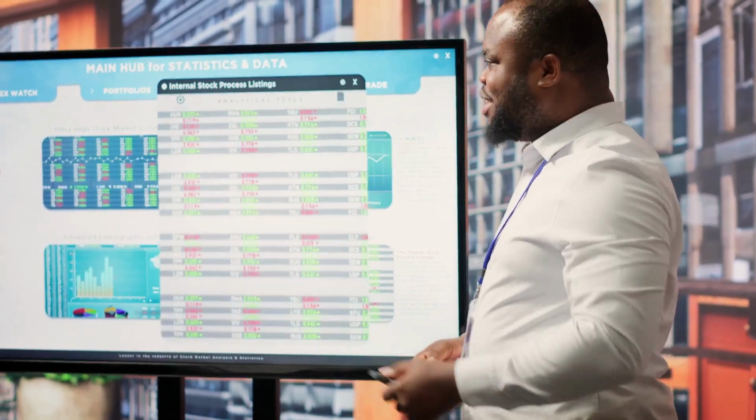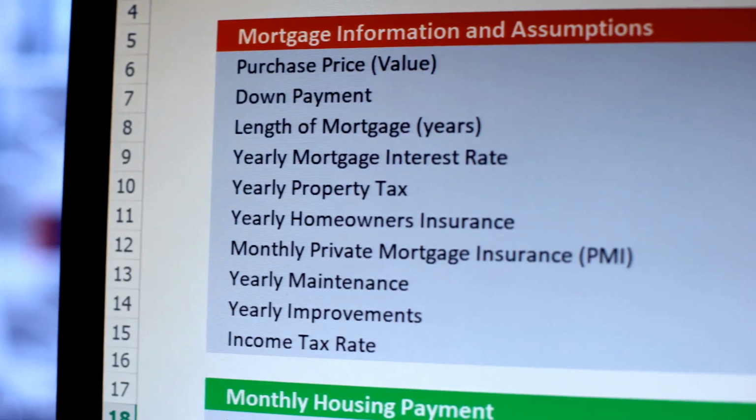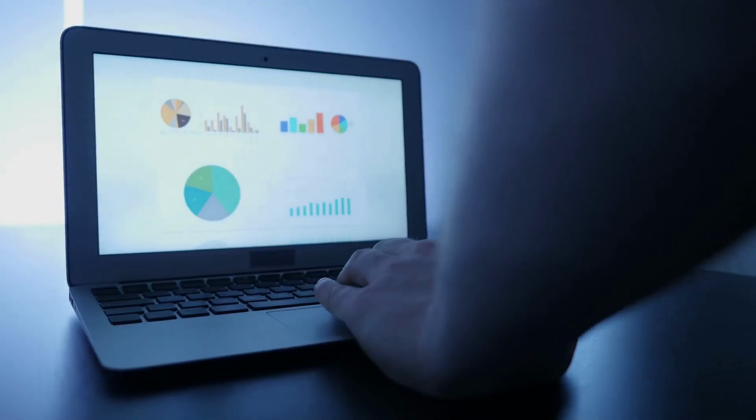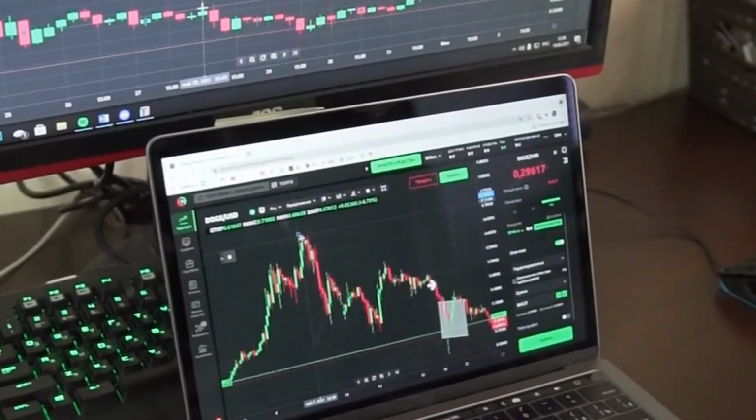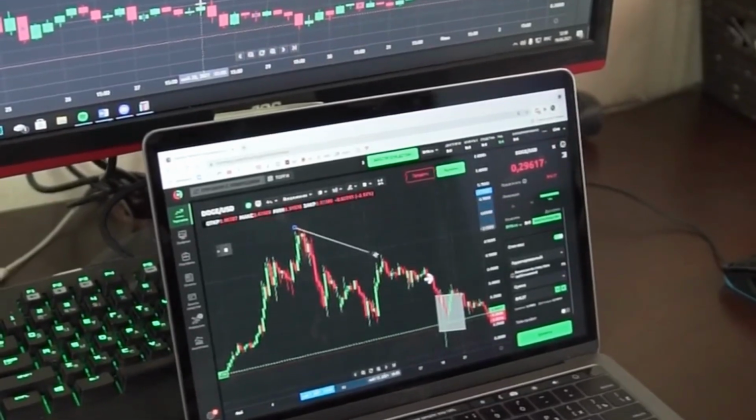First up, revenue trends. Look at the total rental income, occupancy rates, and rent growth over the past few years. Is the income stable, or are there fluctuations? Stable income means a reliable investment.